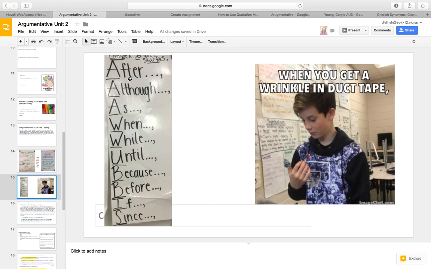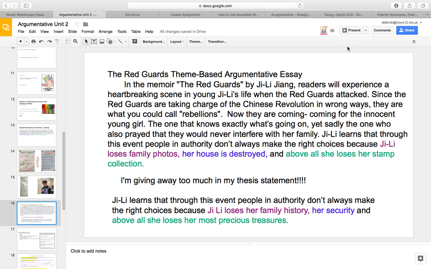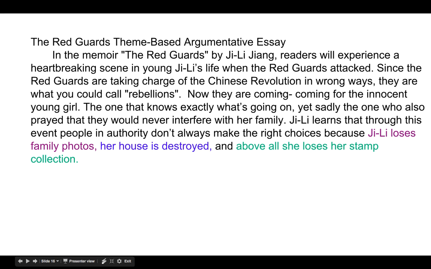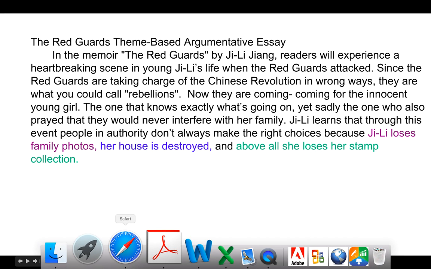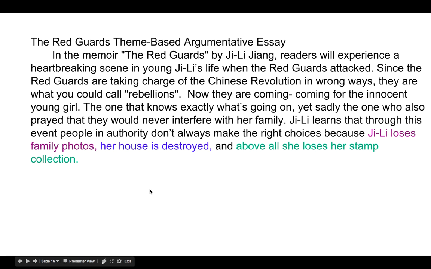So once again, here are those AWOOBIS phrases. Okay, so this would be a complex sentence if I were to finish it, but the picture does. So, when you get a wrinkle in duct tape, it gets stuck on my thumb. Okay, it's a complete thought. So let's take a look at an intro, something that has a variety of sentences. And notice the difference from the first one that I showed you, how this one is a lot more enjoyable to listen to and much more attractive for the reader.